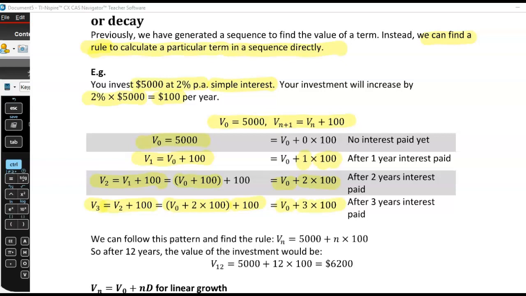So we can see here that we've made that rule, that pattern. So that Vn is equal to 5,000 plus n times 100. That would be our rule for finding the nth term. So we can immediately just think, well, after 12 years, our V12 will be equal to 5,000 plus 12 times 100 is 6,200.